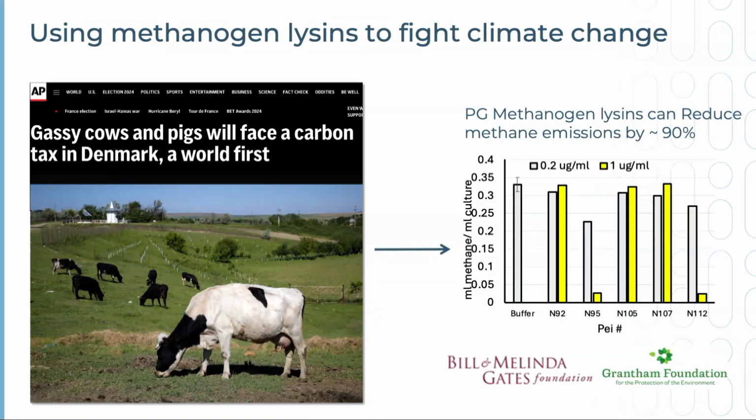I wanted to finish this talk with this. I just saw this article two days ago. Apparently, Denmark's about to start putting extra taxes on cow burps. We just got some funding from the Gates Foundation and the Grantham Foundation to try to use lysins to knock down methanogens. This is some pilot data in collaboration with a company called Lumen Bio. Essentially, you can see there are a few candidates that we pulled out of our database that knock down methane by like 95%, okay? And it's a very inexpensive way of doing it because all you need to do is get a gene synthesized, express it, and go.